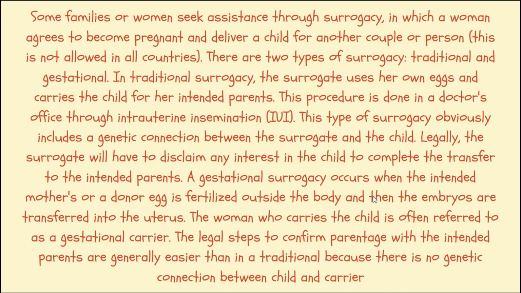A gestational surrogacy occurs when the intended mother's or a donor egg is fertilized outside the body and then the embryos are transferred into the uterus. The woman who carries the child is often referred to as a gestational carrier. The legal steps to confirm parentage with the intended parents are in general easier than in a traditional surrogacy, because there is no genetic connection between child and carrier.